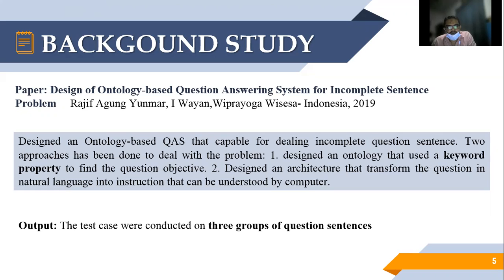Another research paper is called Design of Ontology-Based Question Answering System for Incomplete Sentences, which was published in 2019 in Indonesia. They designed an ontology-based question answering system that is capable of dealing with incomplete question sentences. They have used two approaches. One is to design an ontology that uses a keyword property to find the question objective. The second is to design an architecture that transforms the question in natural language into instructions that can be understood by the machines.